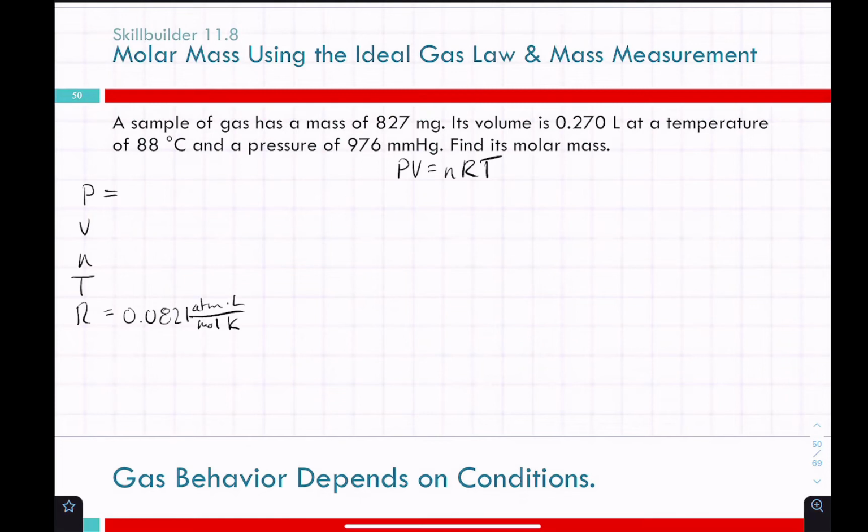And again, make sure you're always checking that your units match R. If your units don't match R, you're going to get the wrong answer. So here we have pressure, but the pressure's in 976 millimeters of mercury. So you have to divide by 760.